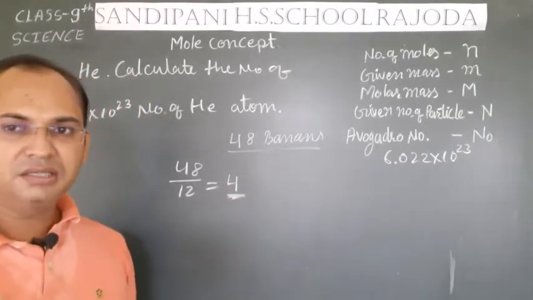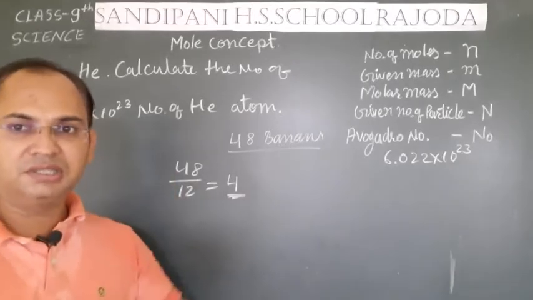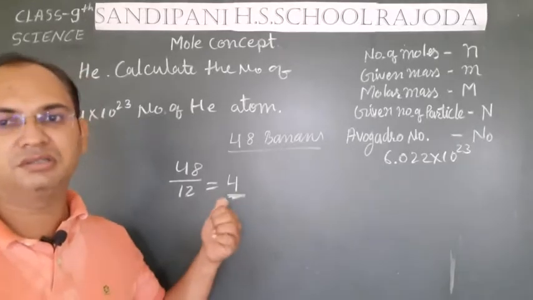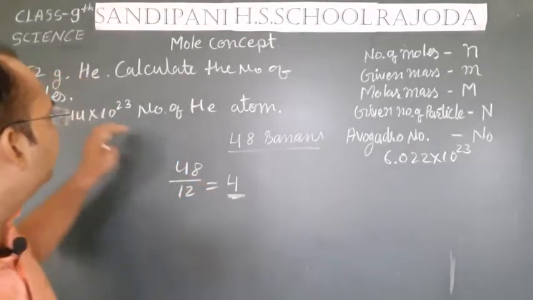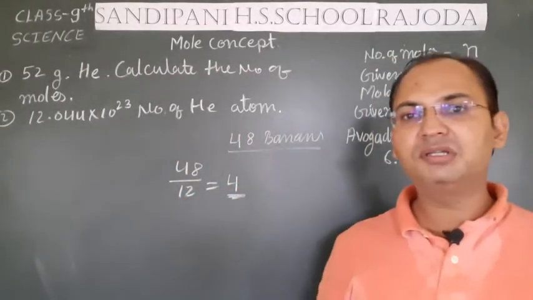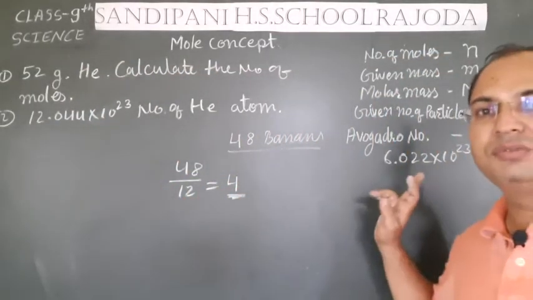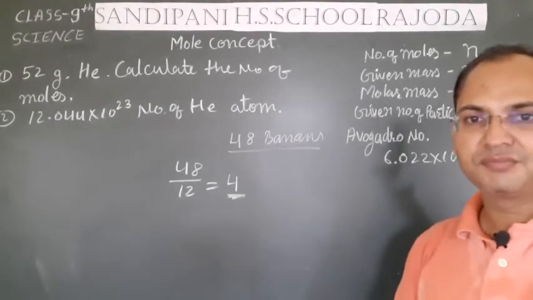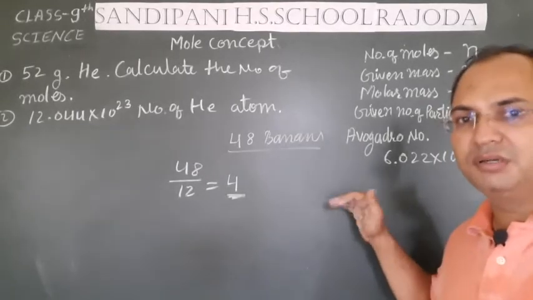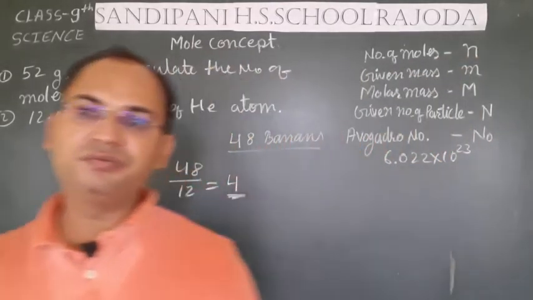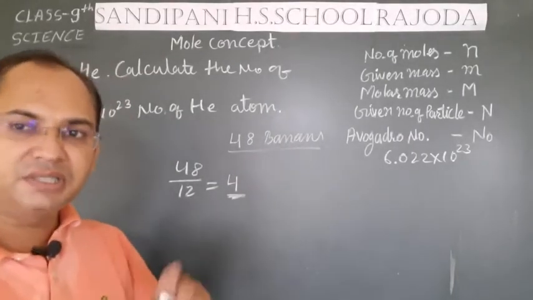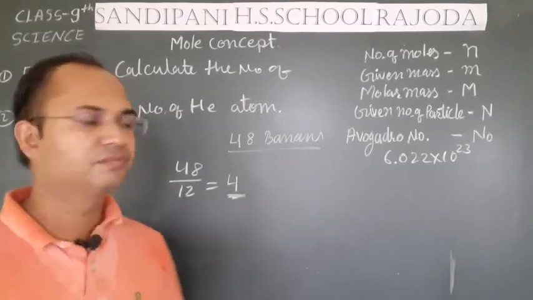You calculated the total number of bananas given divided by the number that are in one dozen, that is 12. In the same way, if the number of particles are given to us and we know the value of 1 mole, that is 6.022 into 10 to the power 23, then we will simply divide by the number of particles present in 1 mole, so we will get the number of moles if the number of particles are given. Let's see how.